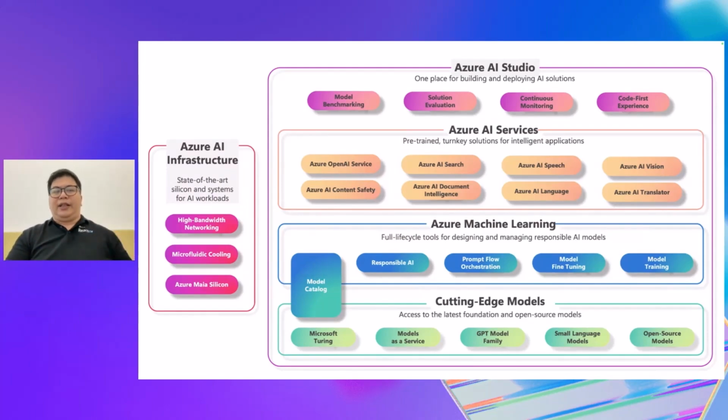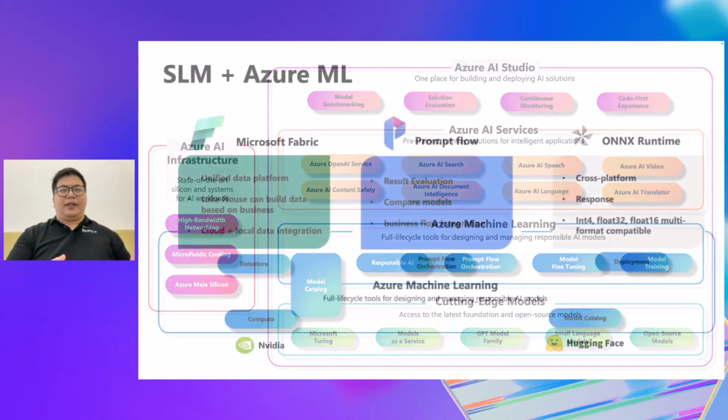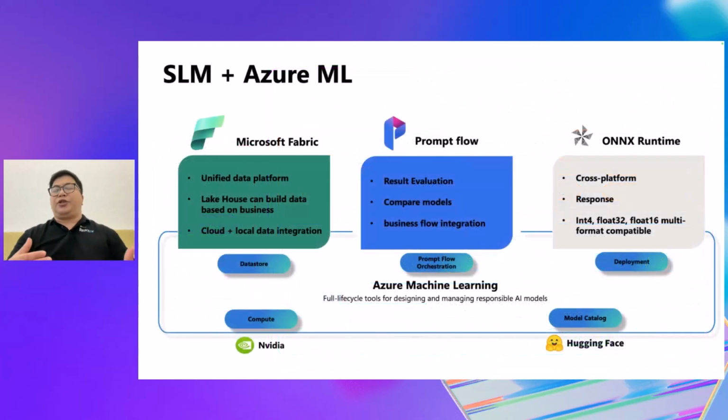Just like for data, you can use Microsoft Fabric. For algorithm, you can use fine-tuning in Azure AI Studio or Azure Machine Learning Studio. Another thing is the evaluation. You can use prompt flow, and then the last thing is deployment. You can use our model as service functions.